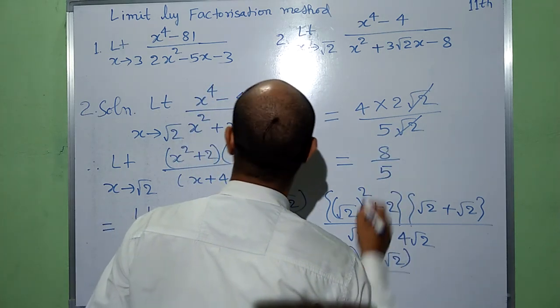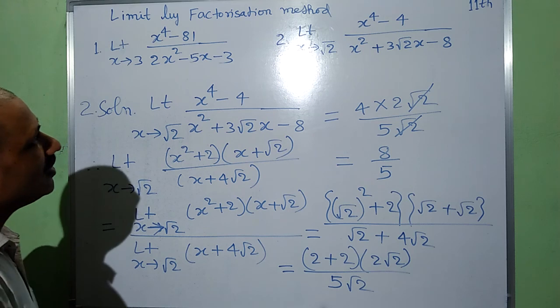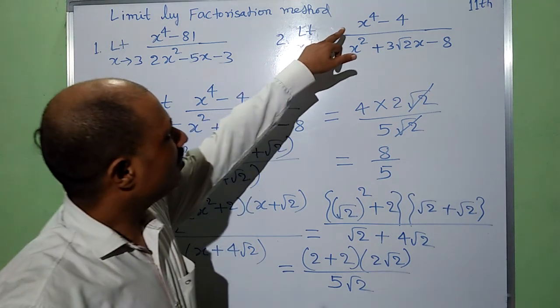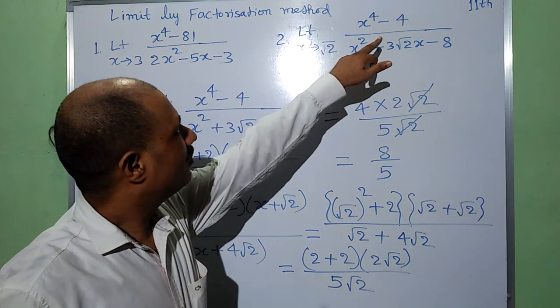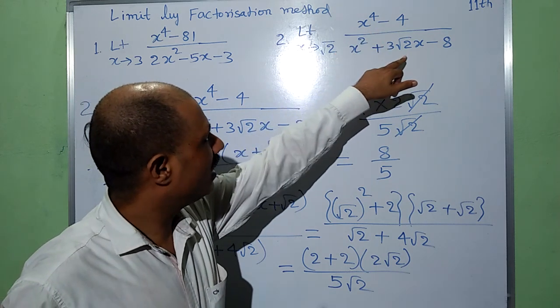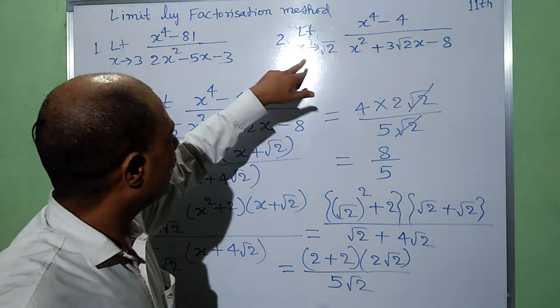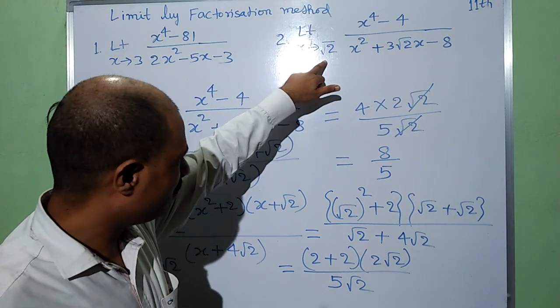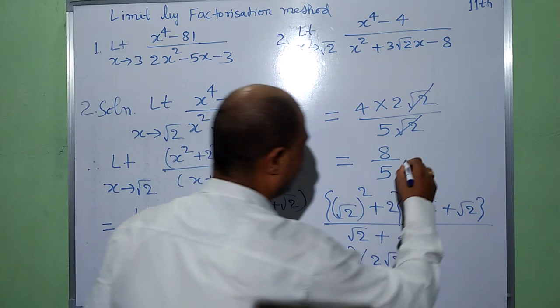In this way, the limit of (x^4 - 4)/(x^2 + 3√2x - 8) as x approaches √2 is 8/5. That's all.